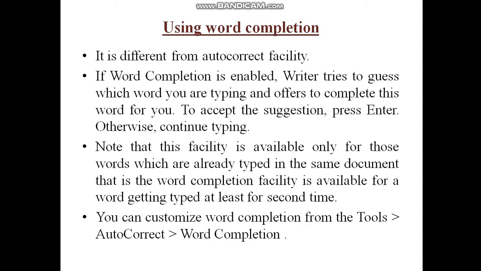This facility is available only for those words which are already typed in the same document. A word which is already typed in the same document will be given as a suggestion. That is, the word completion facility is available for a word typed at least for a second time. First time the word is typed, then second time it will display as a suggestion word. You can customize word completion from the Tools, then AutoCorrect and then Word Completion.